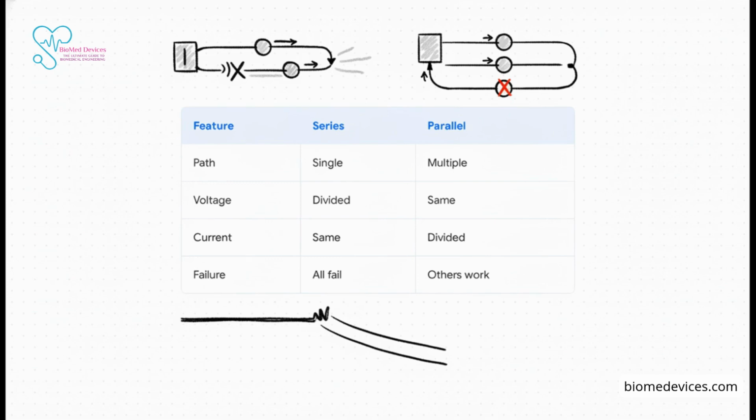In a parallel circuit, it's the exact opposite. You have multiple paths. The voltage is identical across every branch, but the total current divides among them. And crucially, if one branch fails, the others soldier on completely uninterrupted. If you truly understand these structural rules, you don't need to blindly memorize formulas. The behavior of the circuit just makes logical sense.